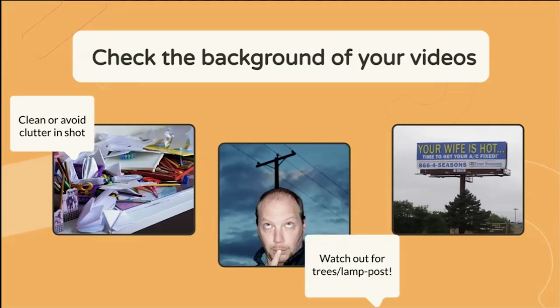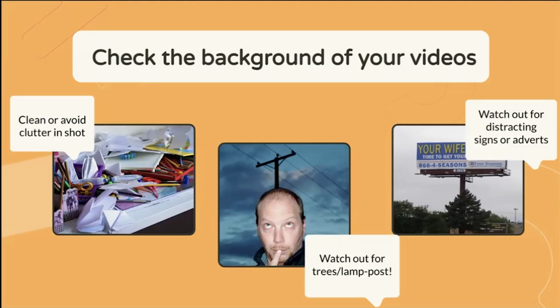If you're filming outside, there might be a lamppost or some trees in the background. And in particular, when you're filming people, it might just look like it's growing out of their head. If that happens, just move a little bit to the side and see that it's not too distracting. And most importantly, watch out for distracting signs, adverts, books on shelves, anything with large fonts, because as soon as there's writing on the frame, your eyes will wander to that as a viewer, and we want to avoid that.